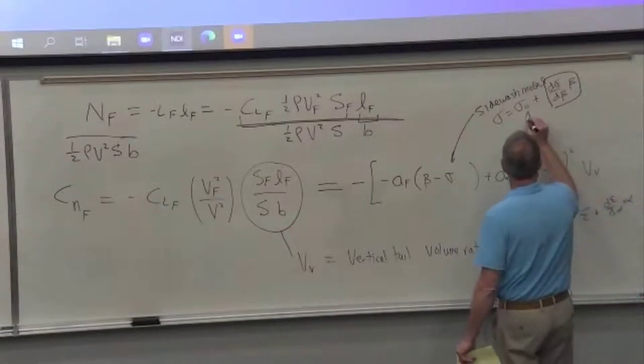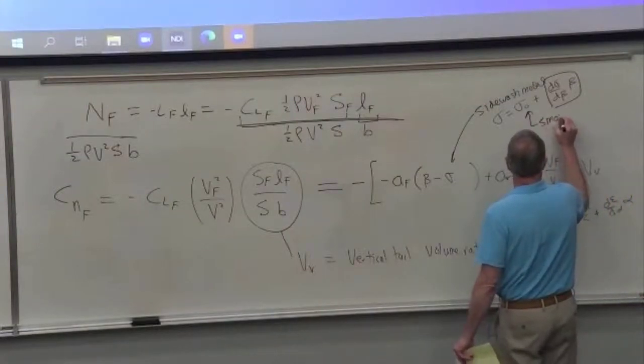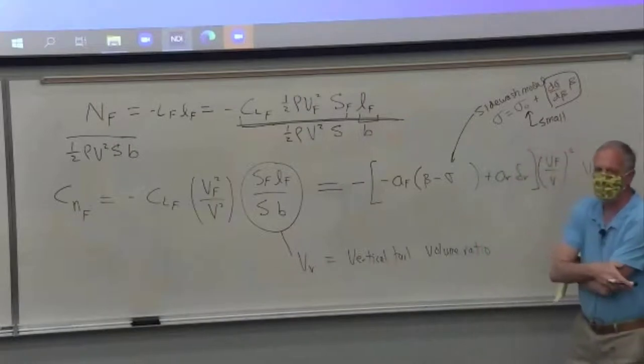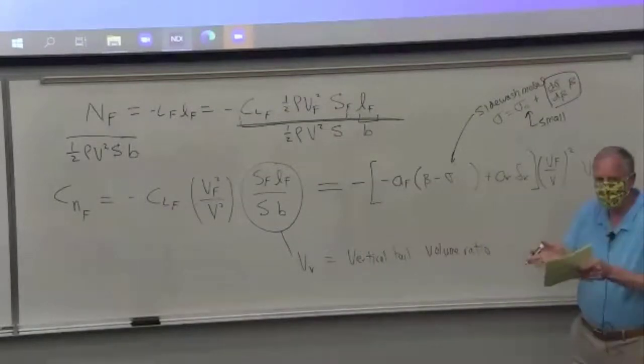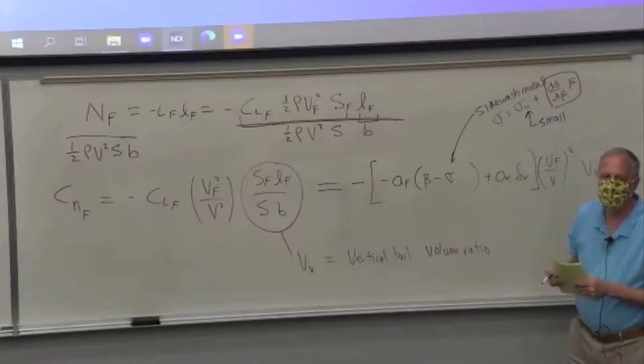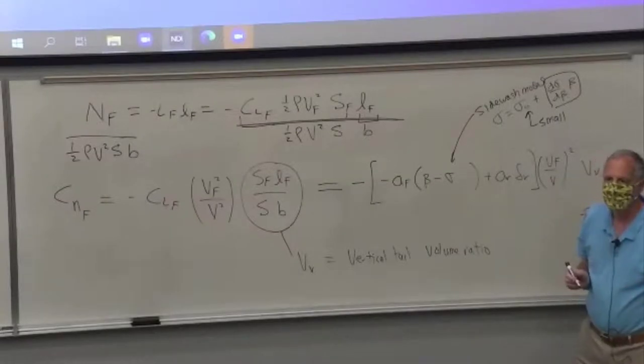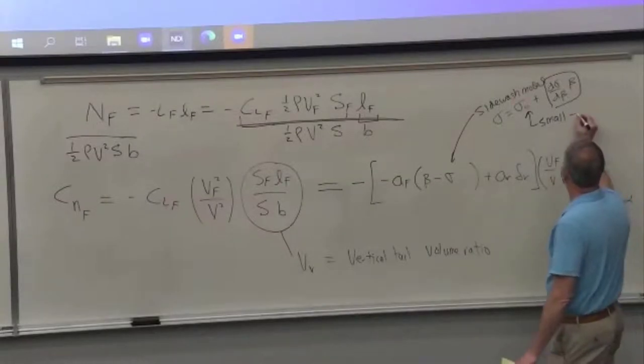Typically, this is small, because the airplane is symmetrical. So if the airplane's symmetrical and you have zero beta, then the flow is symmetrical around the fuselage and you get no sidewash at zero beta. So typically it's small, so usually we say it's zero.